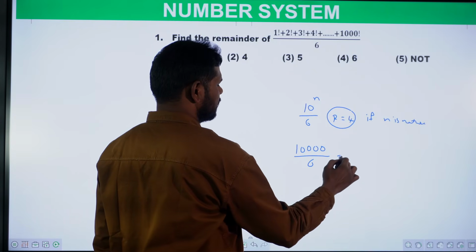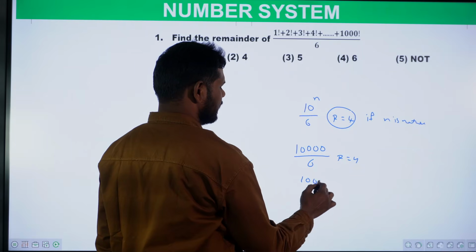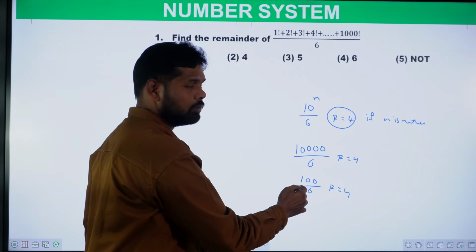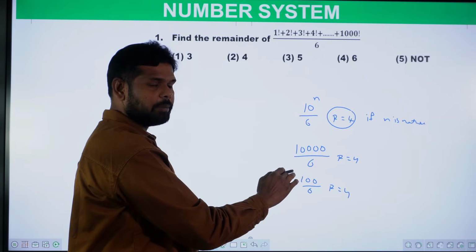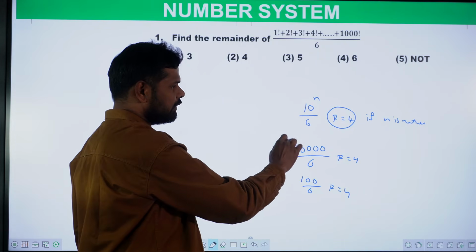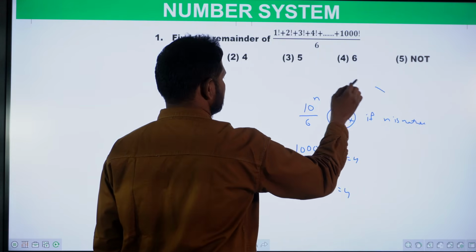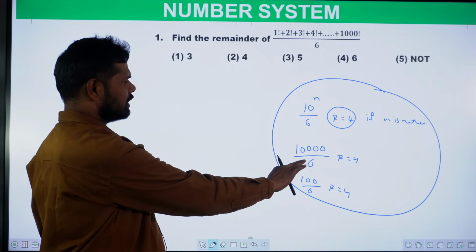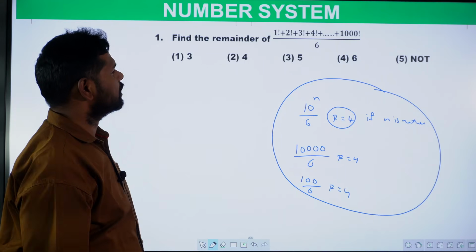Suppose 10,000 by 6, what is the remainder? 4. 100 by 6, remainder is 4. 1 crore by 6, remainder 4. 10 crores by 6, remainder 4. So 10 power n divided by 6 always gives a remainder of 4 only. I just recalled that concept, not for this question. Now observe this question.